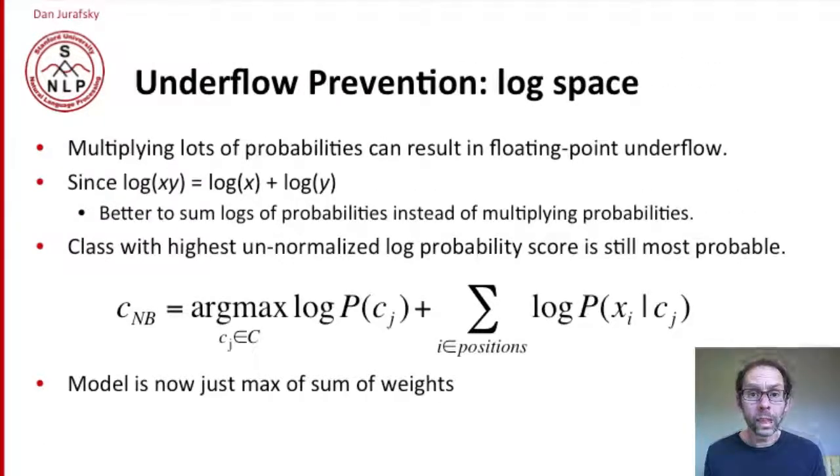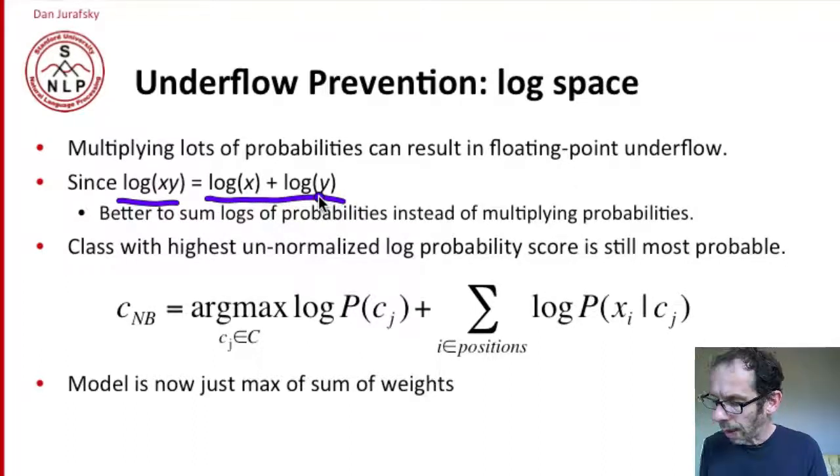There are some important details for the computation in naive Bayes. One is underflow prevention. It turns out that multiplying lots of probabilities can result in floating point underflow. We talked about this for language modeling. Since by the definition of logarithm, the log of xy is log of x plus log of y, in general, we store our probabilities in the form of logs, and we add them instead of multiply them. So we still have the same formula.